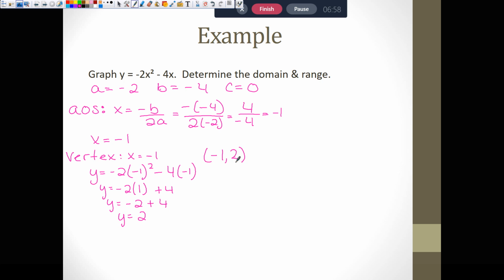So is my vertex my y-intercept? No. So my additional point can be my y-intercept. So let's draw our graph.